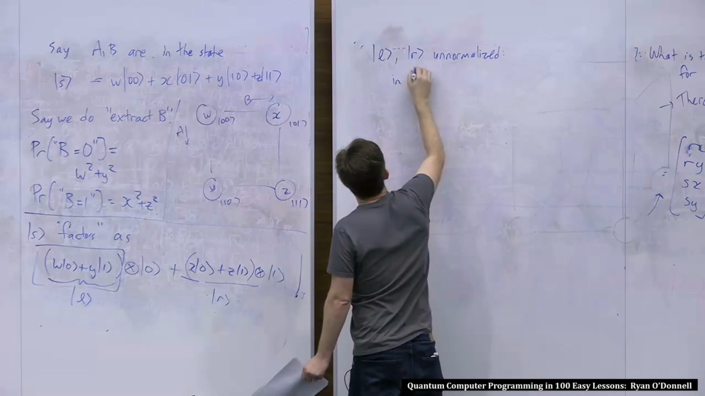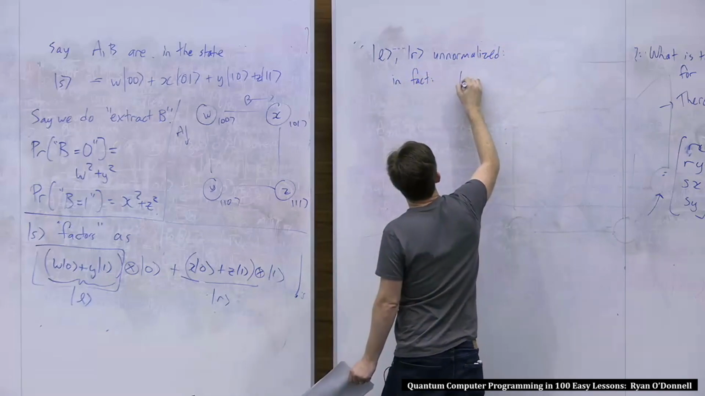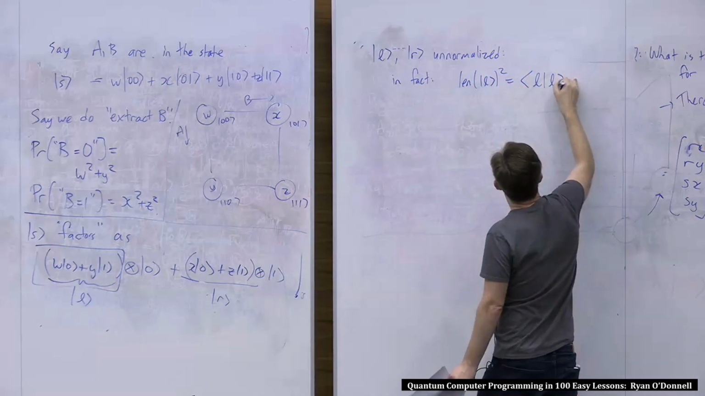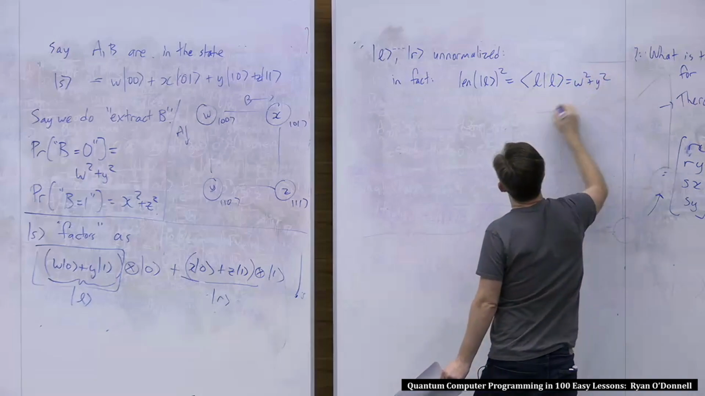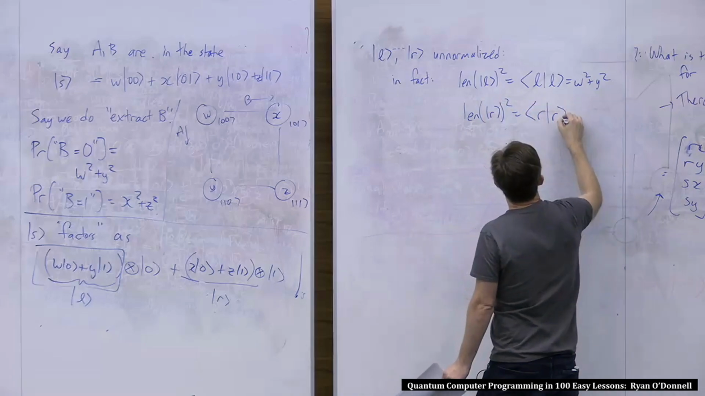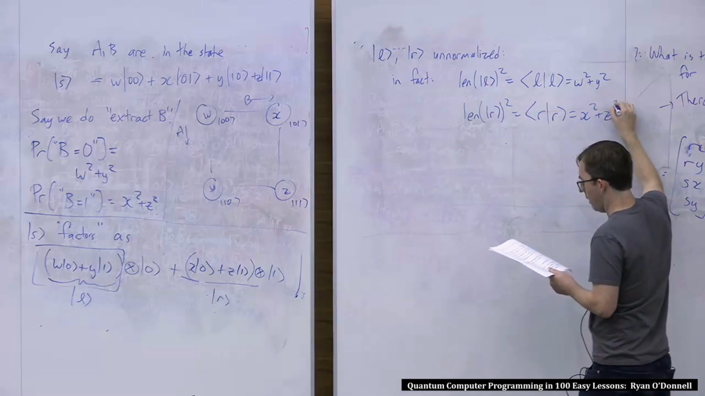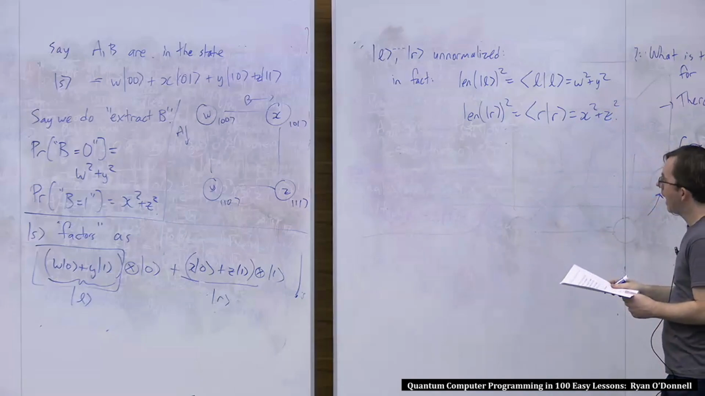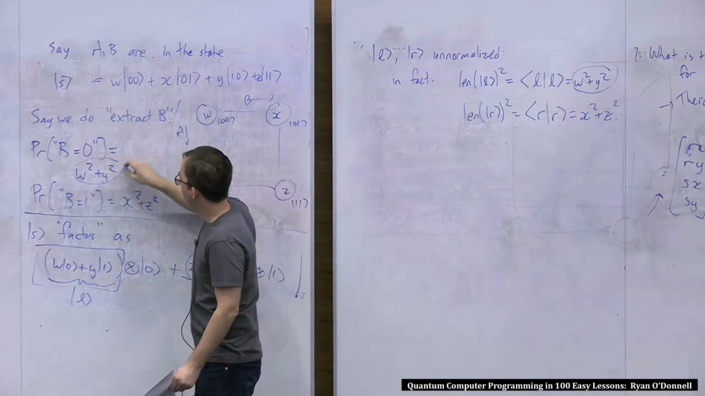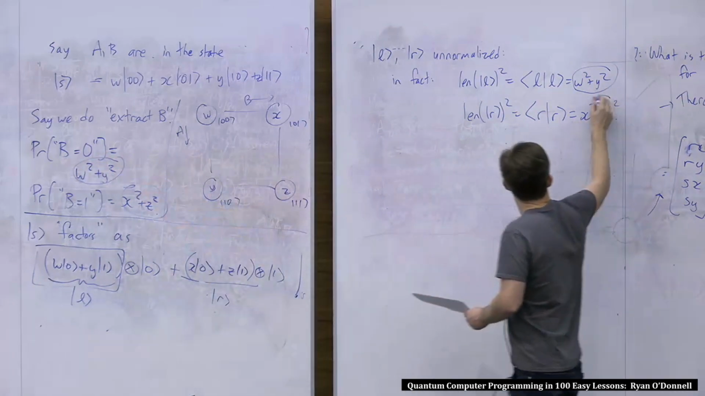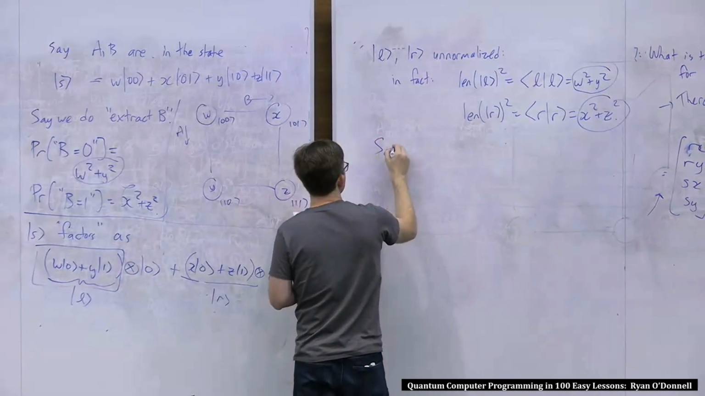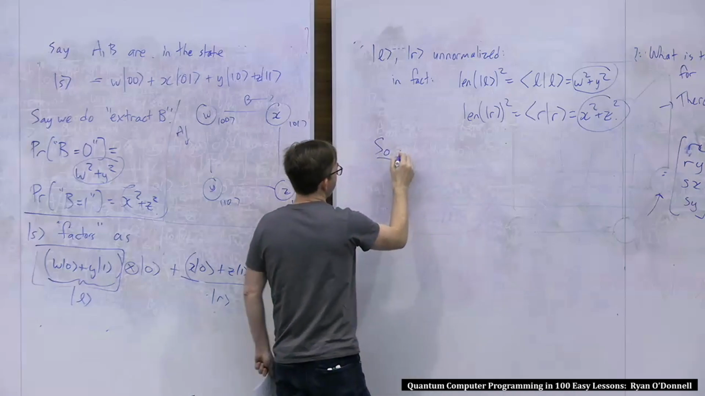And in fact, the squared length of L, just the dot product of L with itself, is W squared plus Y squared. And the squared length of R is X squared plus Z squared. And these are also the probabilities here. Okay, so let me just end on this, and then I'll do a little calculation next time.